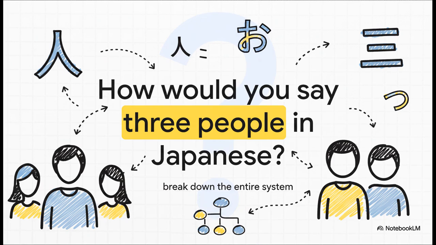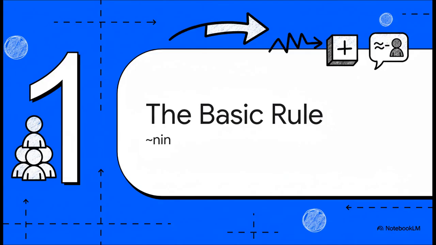So let's kick things off with a quick question for you. How would you actually say 3 people in Japanese? Go on, give it a thought. If you're not 100% sure, don't even worry about it. By the end of this, you'll have it down cold. Let's break it down. First things first, let's look at the basic rule.